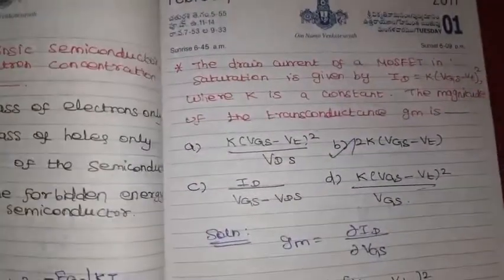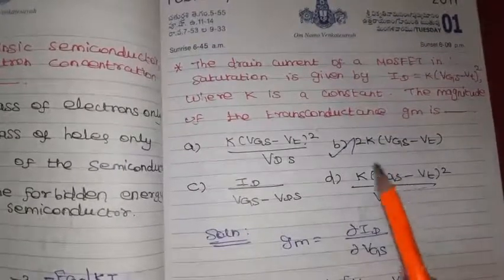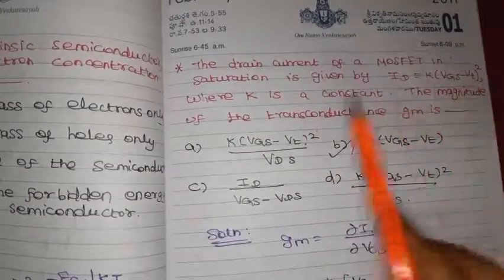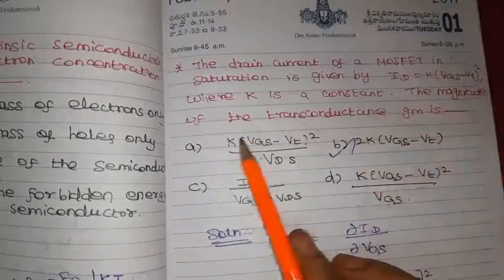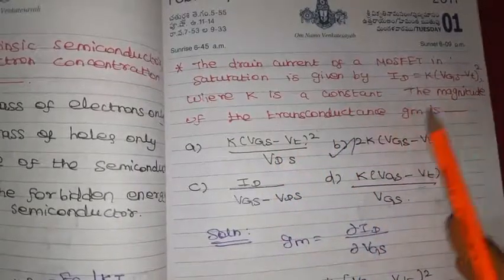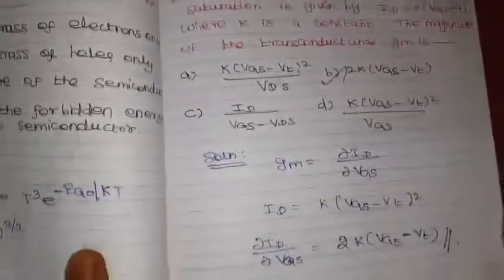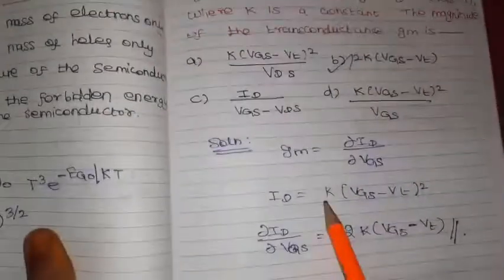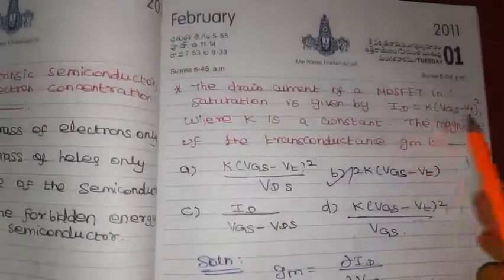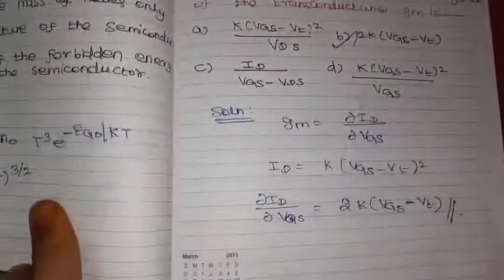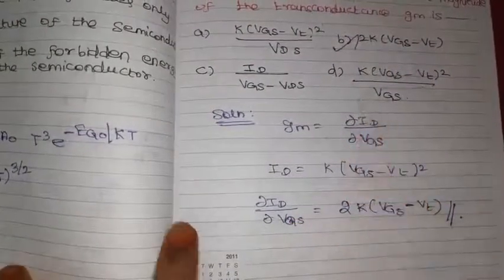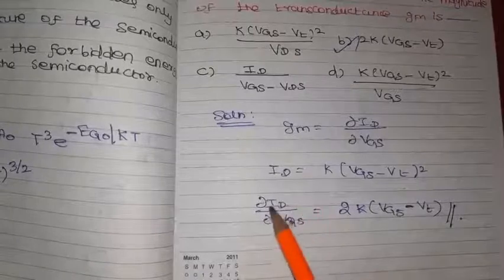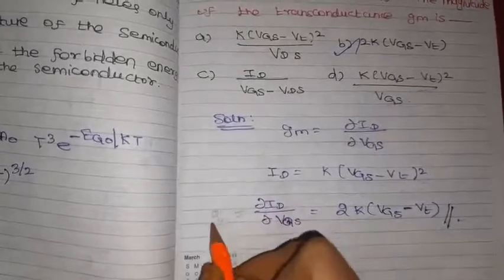We'll move on to the next question. The drain current of a MOSFET in saturation is given by ID is equal to K into VGS minus VT, the whole squared, where K is a constant. The magnitude of the transconductance: ID value is given, we need to find out the GM value. So GM is nothing but dou ID by dou VGS. What is the ID value? K into VGS minus VT the whole square. This is given in the question itself. This is a basic partial differentiation: partially differentiate this equation with respect to VGS. So dou ID by dou VGS is nothing but GM.